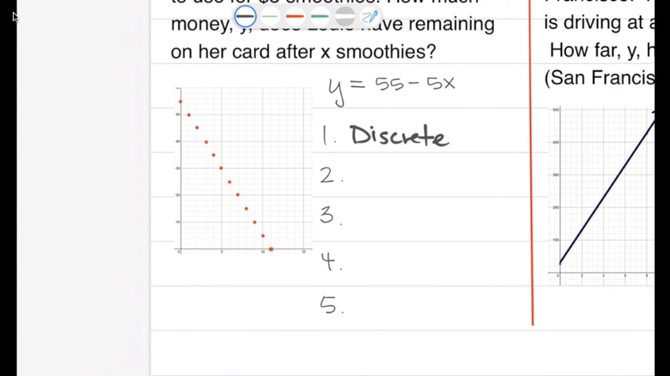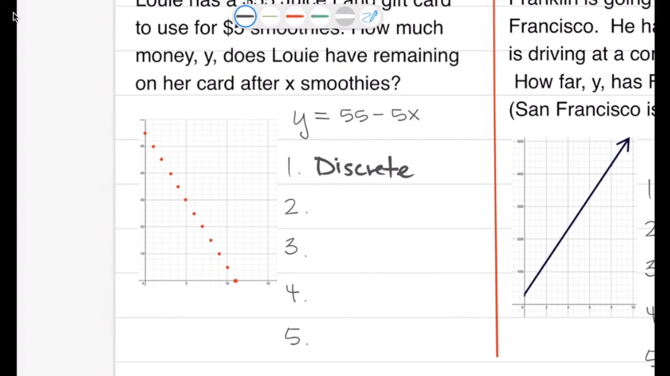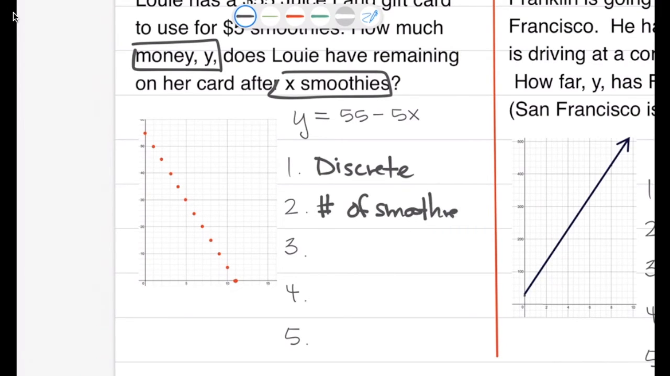Now, for number 2, let's talk about our independent and our dependent variables. For practical scenarios, we can identify what those mean, and this one was nice because it gives us which one is our y value and which one is our x value. Dependent variables are always y and independent always x. So the independent variable is the number of smoothies that Louie buys, and then the dependent variable is the money remaining. Be careful, it's not the total money, it's the money remaining based on the way the question is worded.